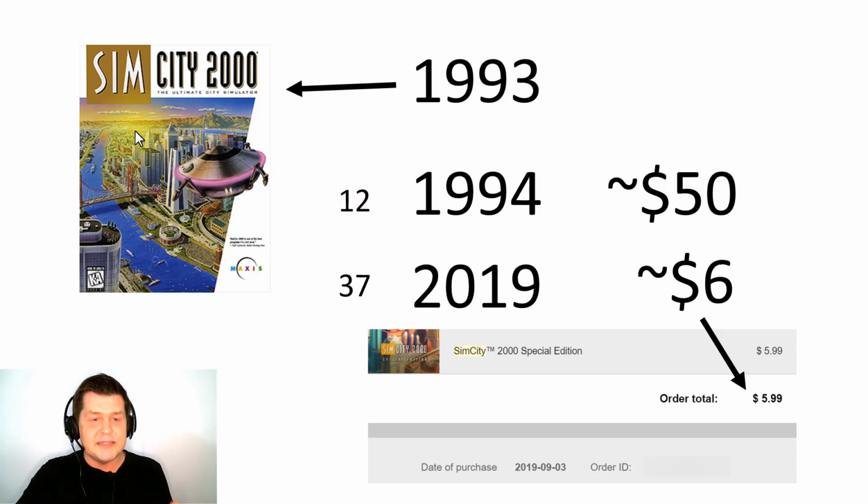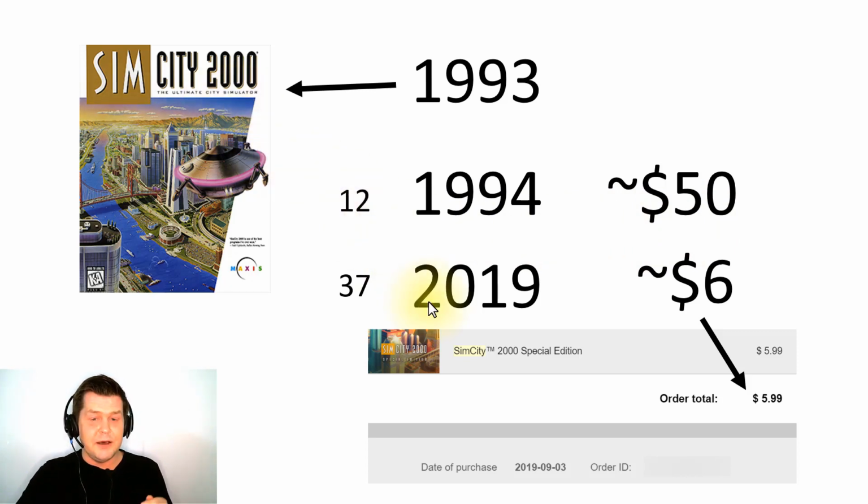SimCity 2000 came out in 1993, and the next year, in 1994, when I was 12 years old, about 25 years ago now, I bought a copy of SimCity 2000. If I remember correctly, I paid $50, or at least $50. I think more than $50 for a copy of SimCity 2000.